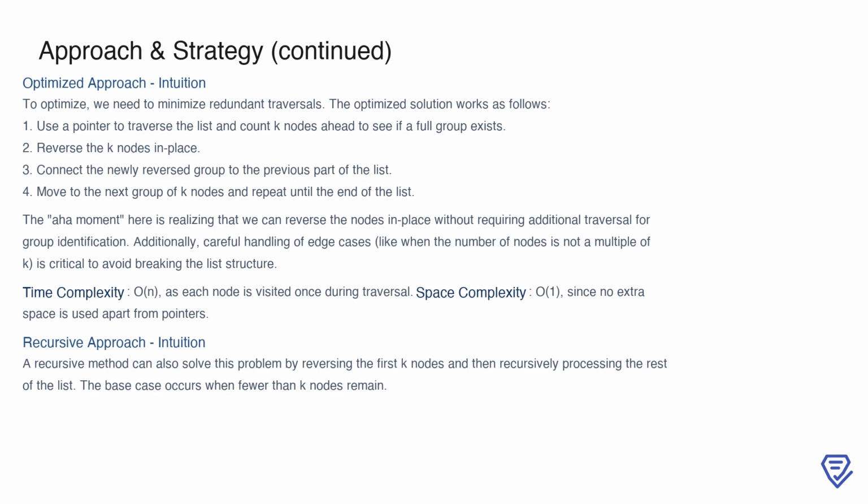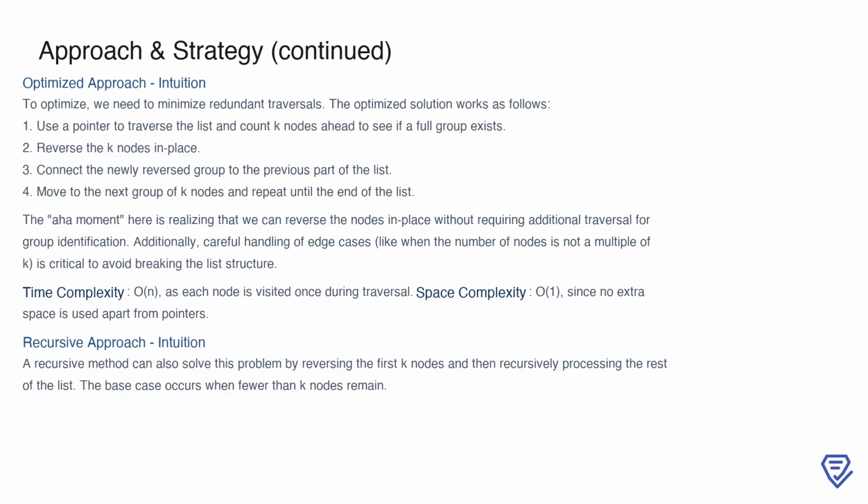Additionally, since no extra data structures are used, the space complexity remains O(1). This method also requires careful attention to edge cases, such as when the total number of nodes is not a multiple of k. By addressing these cases properly, we ensure the structure of the list remains intact.